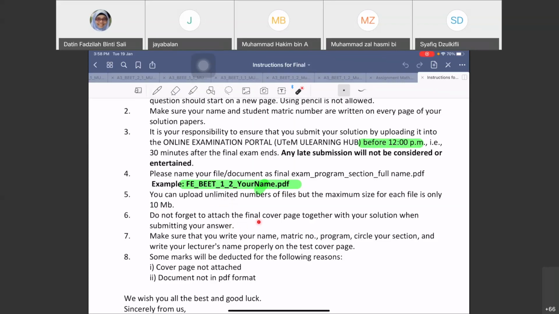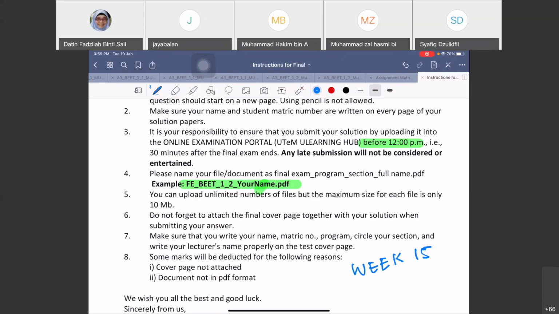Do not forget to attach the final exam cover page. This one I've already uploaded into ULearn. You can check under week 15. ULearn week 15 is actually an additional week that I put, which is why you will see there is no logo.